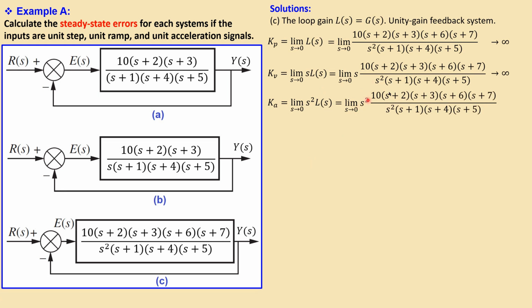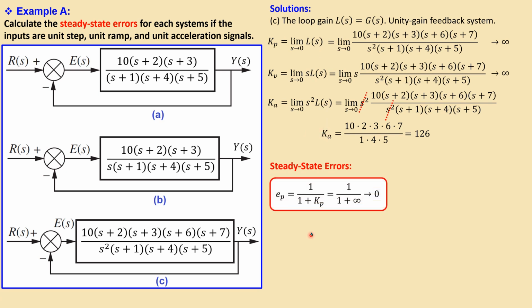I will lose these two, so I will lose the s squared in the numerator and denominator. Then I have only 10 times 2 times 3 times 6 times 7 over 1 times 4 times 5. So this actually was shown here, and that will give me 126. Now we have the static error constants, so we can calculate the errors.